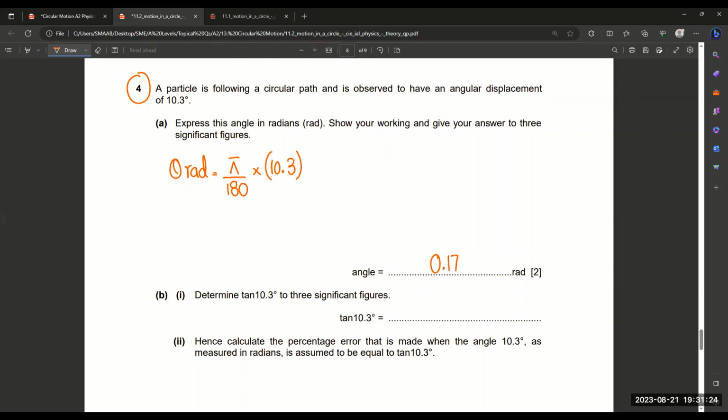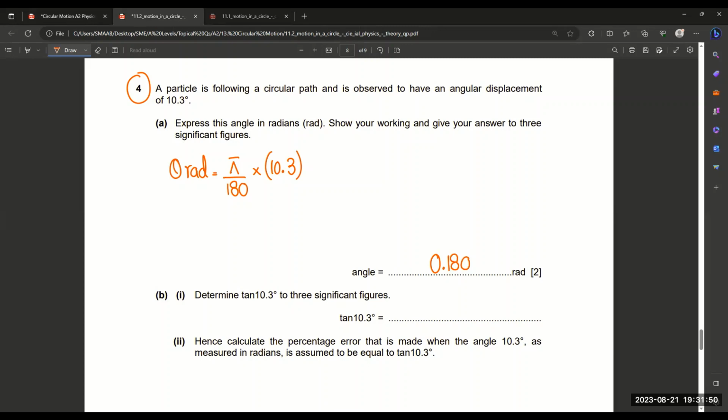And they are asking for your answer in 3 significant figures. So there are only 2 significant figures here. Any other value in the calculator? 0.179. So basically that is 0.179, so we just round it off. So you will get 0.180. Now we have 3 significant figures.